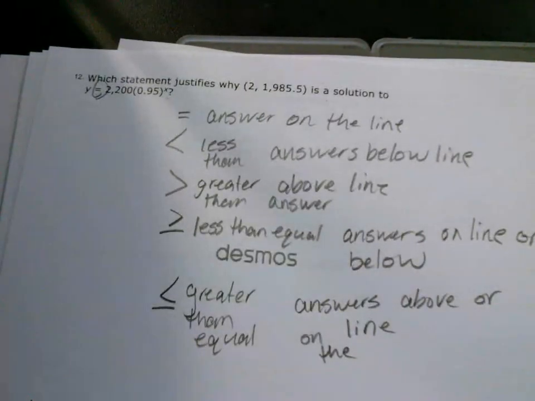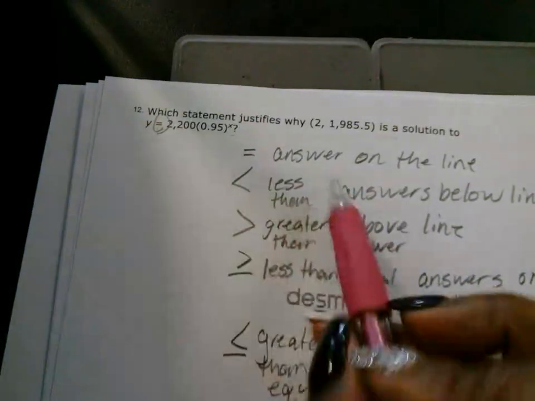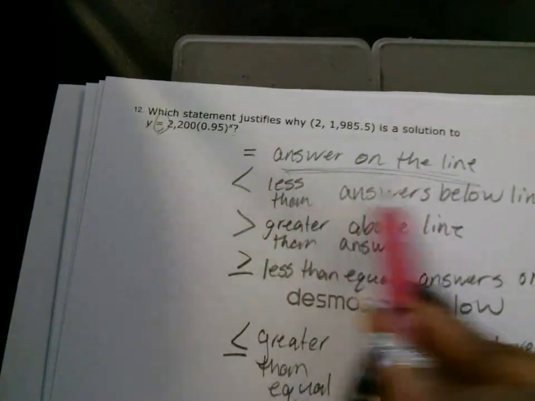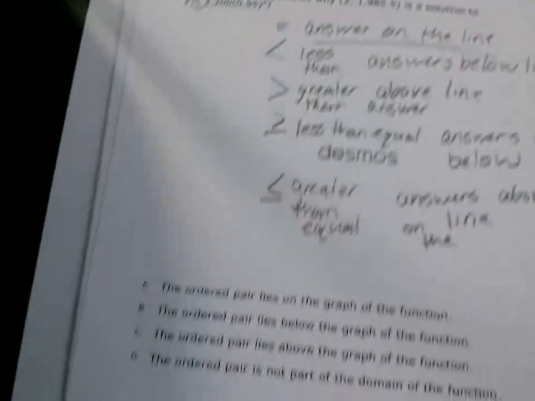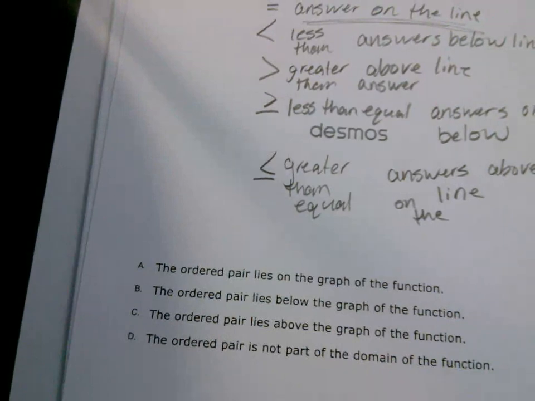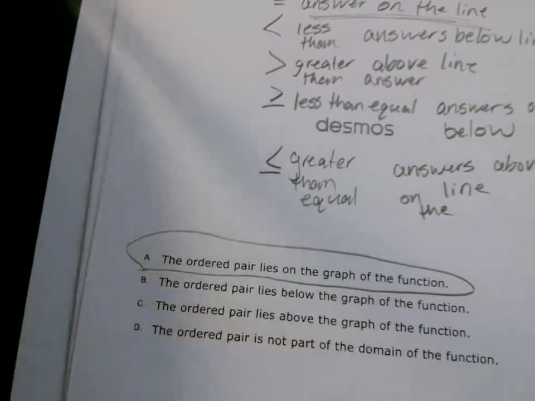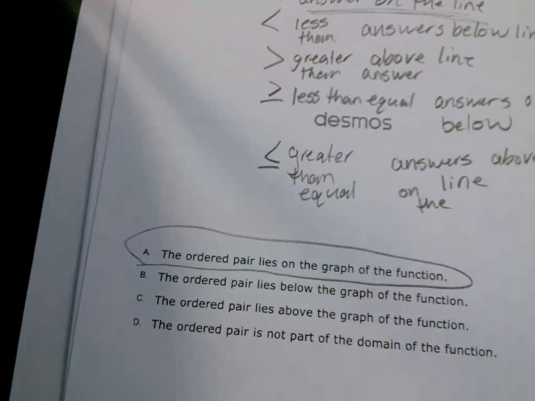Okay, and I'm gonna pause for the calls. All right, here we go. Which one of these would be the best answer then? This is equal to, so it has to be on the line. So which one, when you read it, is going to be the correct answer? A. The ordered pair is on the graph. Okay, it's on that line.